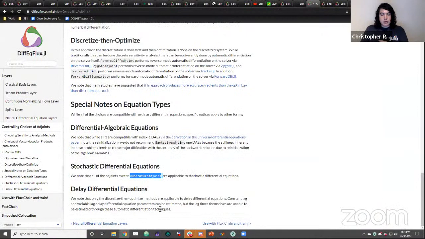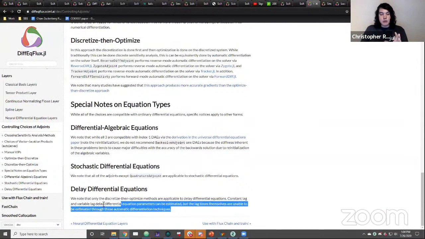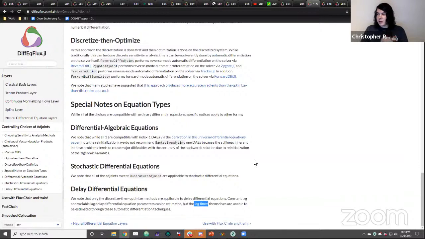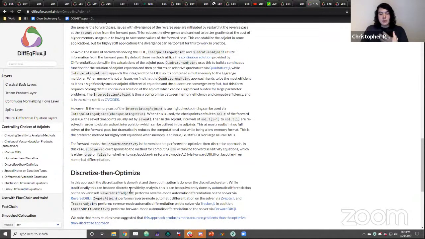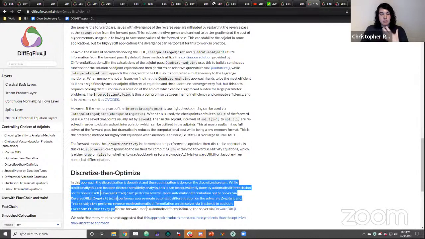And for delay differential equations, you can do all these same techniques as ODEs and DAEs, though we do have to mention that the lag times cannot be estimated with the current methods, and we are working on adding the lag times. And just to reiterate something that was mentioned earlier, if you are utilizing callbacks, that also has a difficulty with the adjoint methods, so you want to make use of one of these discretized and optimized methods. And this is all defined in this controlling adjoints page.